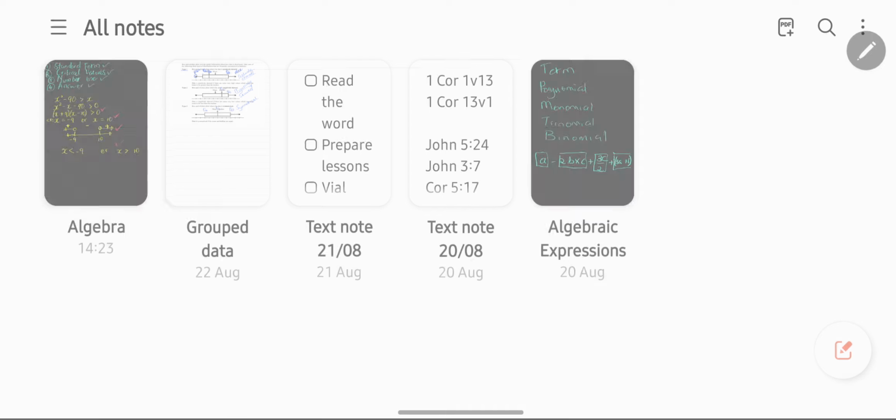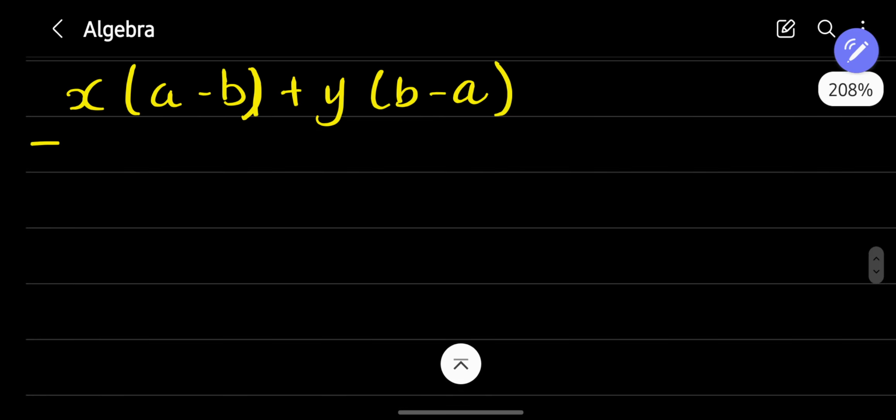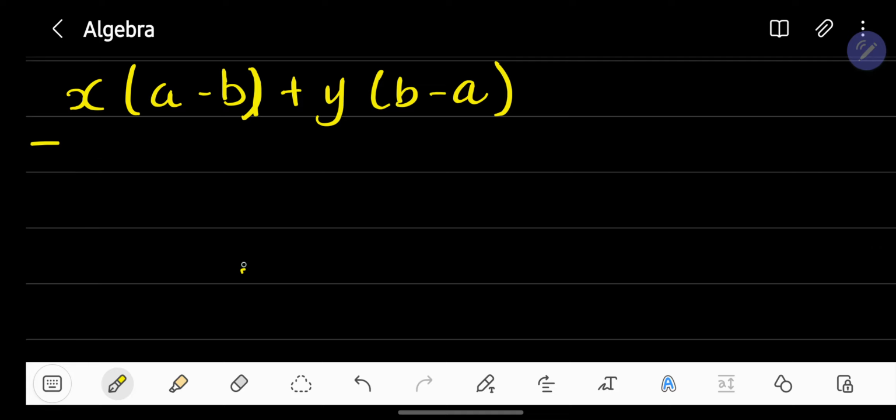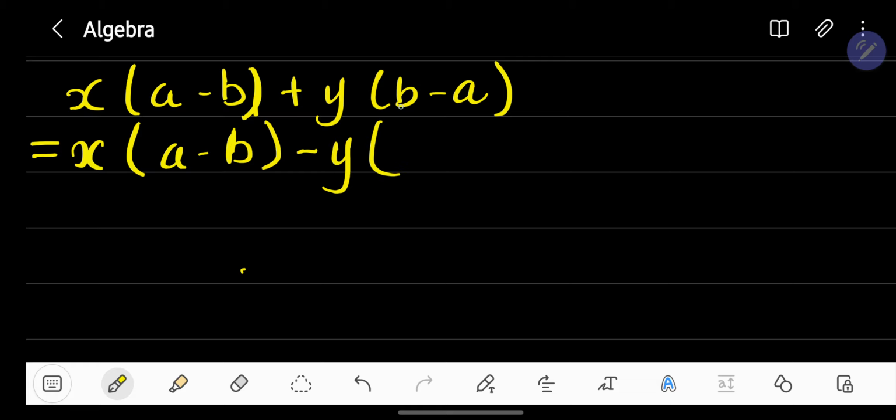Oh gosh, I'm sorry about that, guys. So now we are going to make them look the same. You leave the first term, a minus b, as it is. Now we apply the sign change on the second term. You start here with the positive sign, you make it minus y. This b here was positive, now you make it negative. This a was negative, you make it positive.